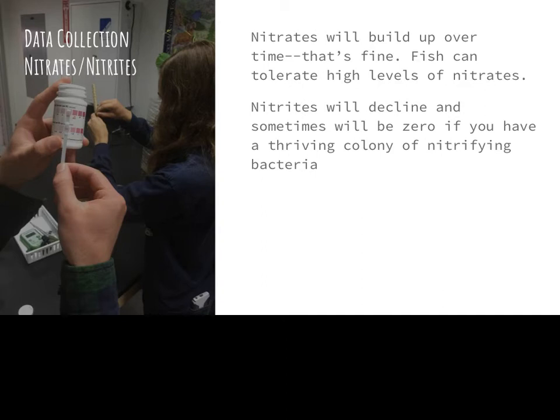So nitrates will build up over time from 5 parts per million to 10 to even 50 parts per million. That's fine. Fish can tolerate high levels of nitrates. Nitrites will eventually go down to zero, which is kind of strange for the kids to have it at zero, but that's actually normal. Once your nitrifying bacteria start to colonize and become a thriving population, it will quickly change the ammonia into nitrates. So the nitrite is the in-between stage. It goes from ammonia to nitrite to nitrate, and it's only temporarily at nitrites. So if it's going quickly, you're going to have a nice buildup of nitrates and zero nitrites, and that's normal.